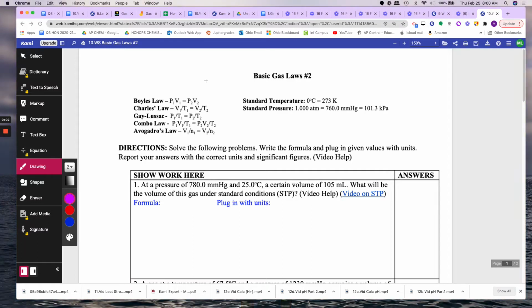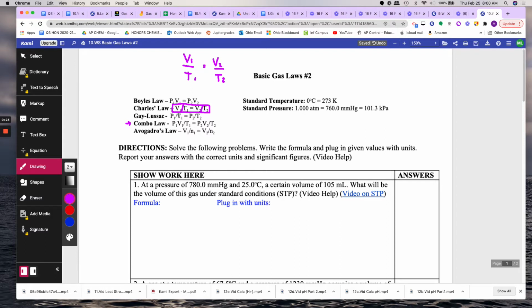So for this worksheet, it's the same formulas. Remember that these formulas right here should be written V1 over T1 equals V2 over T2. So this is a fraction, that line, that's numerator and denominator, okay? Also, we're adding the combo law.